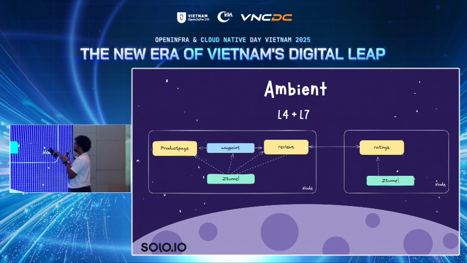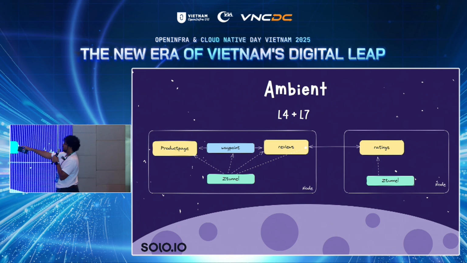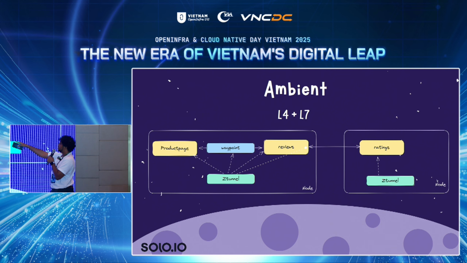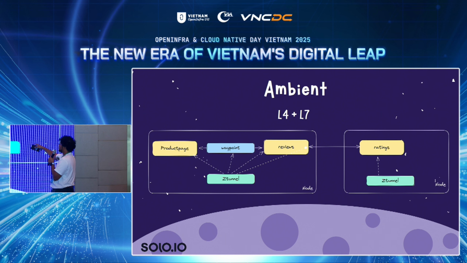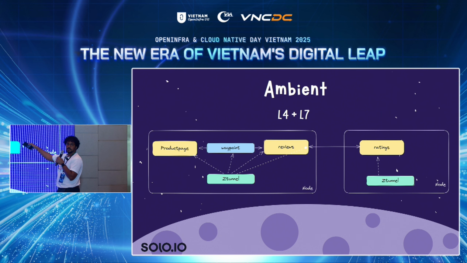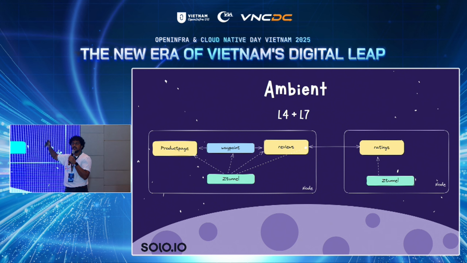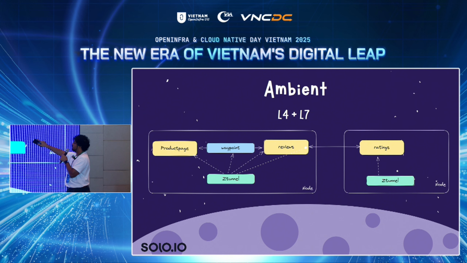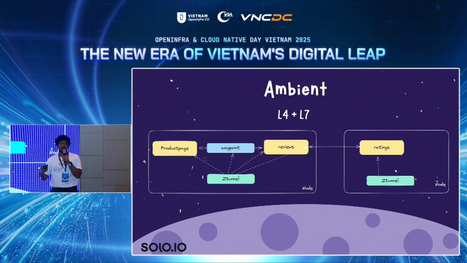And this is the L4 plus L7 proxy. So you have the ztunnel and the waypoint now. Between the applications, you will have all mTLS connections going via the ztunnel between nodes. And between the applications, you can use a waypoint, that's like a layer 7. So this is the complete setup of ambient mesh if you have a waypoint and a ztunnel.